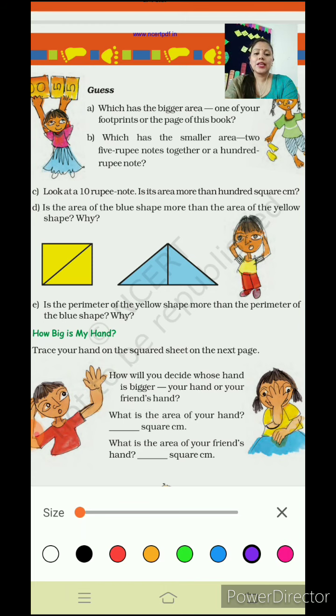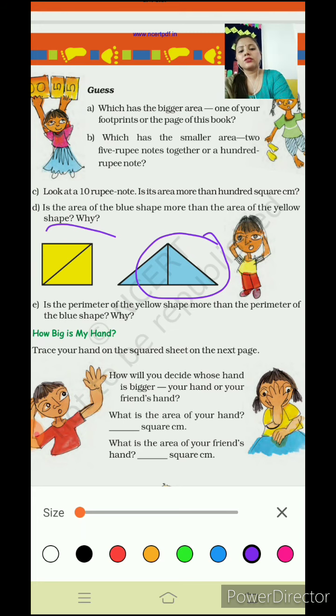Question D: is the area of the blue shape more than the area of the yellow shape? Why? क्या ये blue shape का area yellow shape के area से ज़्यादा है? No. Why? Because as you can see here, these two rectangular parts are the same as these two parts. Blue के दोनों पार्ट जो हैं, उनका वो येलो के दोनों पार्ट्स के इक्वल हैं.